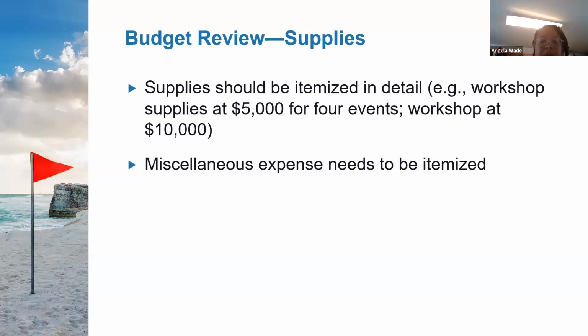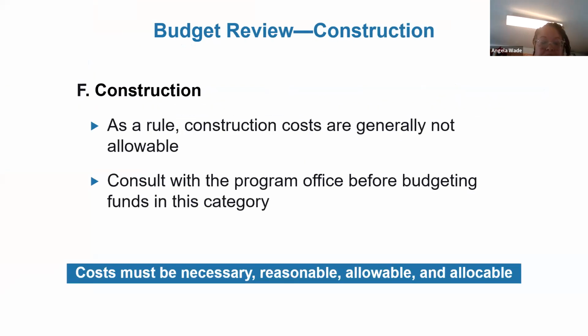So again, everything in supplies should be itemized out. If you list out something as a miscellaneous expense in supplies or any of the other budget categories, if we're reviewing your budget, we're not going to know what miscellaneous expense means. So you need to itemize that out as well. Next slide, please.